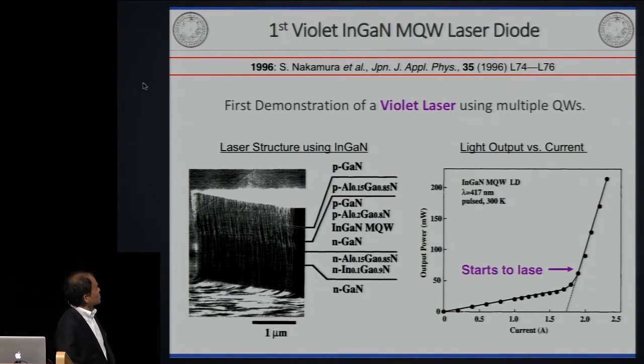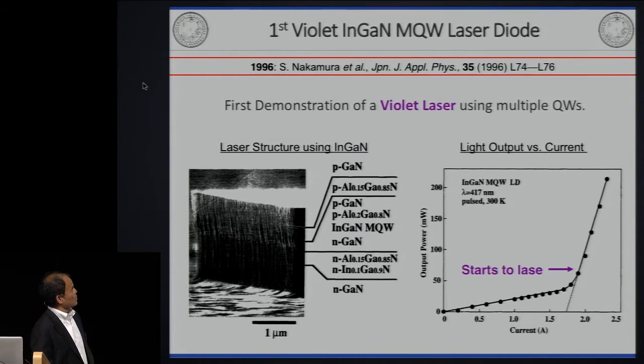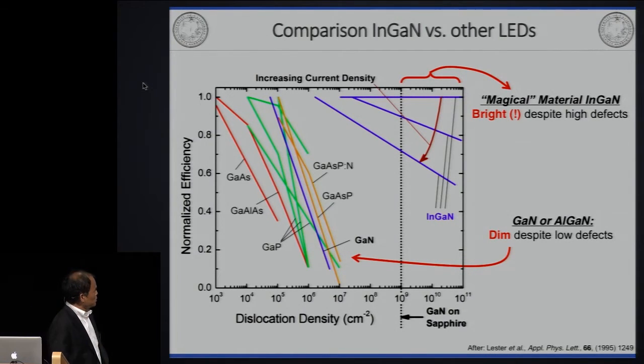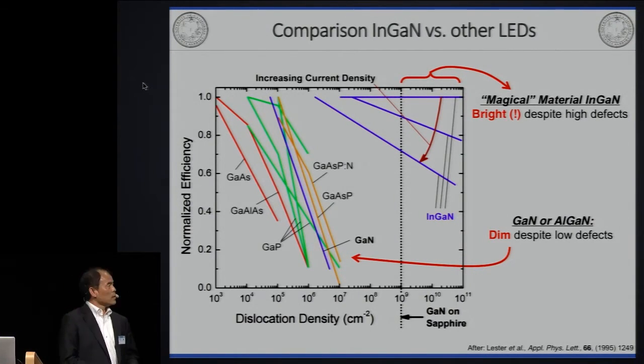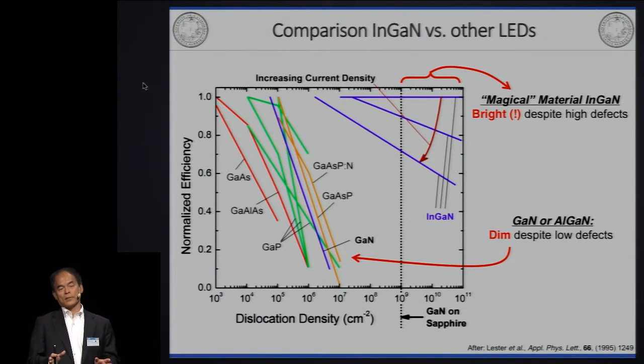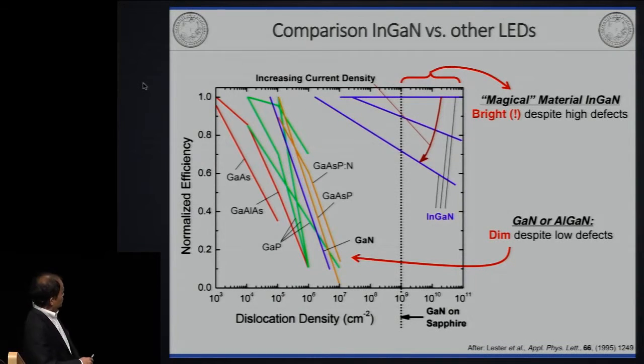Also, we developed the first blue and violet laser diode using indium gallium nitride quantum structure. And also, a very important result, this one. In the 80s and 90s, all of a sudden, there was a common sense: dislocation density should be less than 10 to the third to make high-efficiency and reliable LEDs. So this shows the efficiency of various LEDs as a function of the dislocation density, the crystal defect.